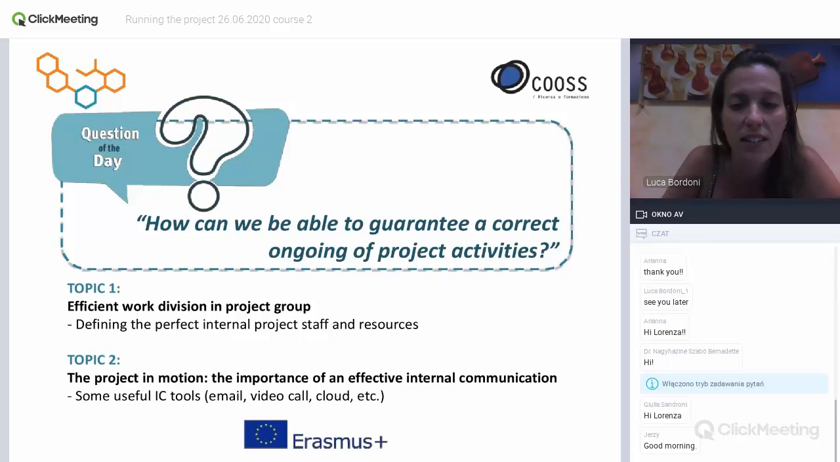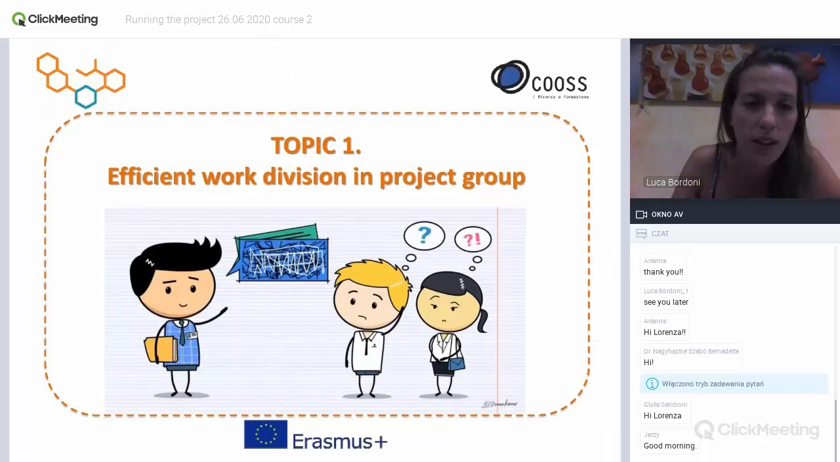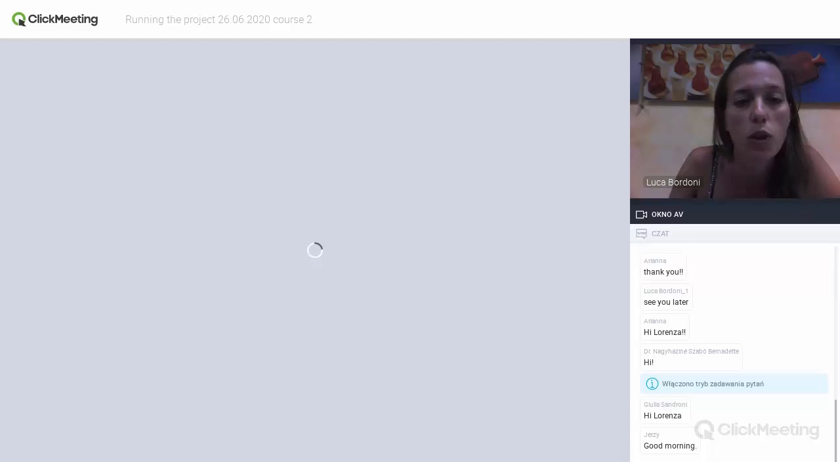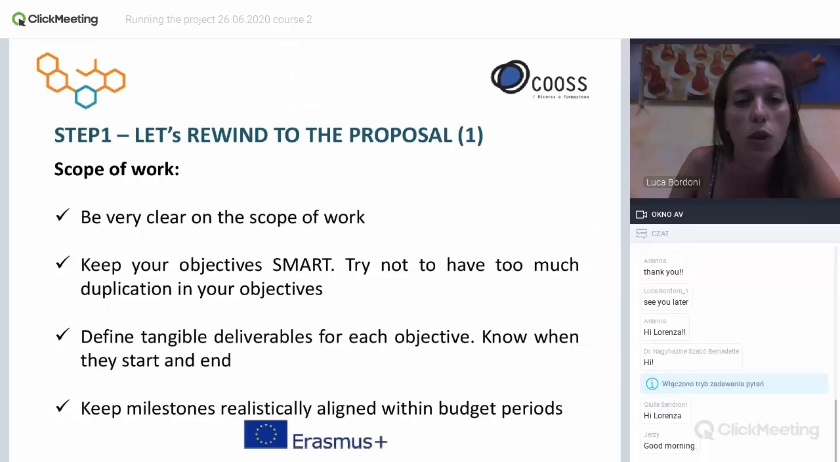And we are speaking about this topic from two different points of view. So from the point of view of the efficient division of work, of tasks within the project group, and the importance of the communication of tasks to implement, from the point of view of the project coordinator. So first aspect.